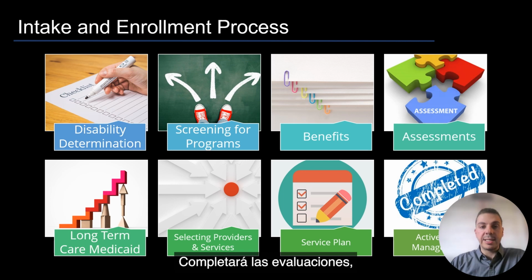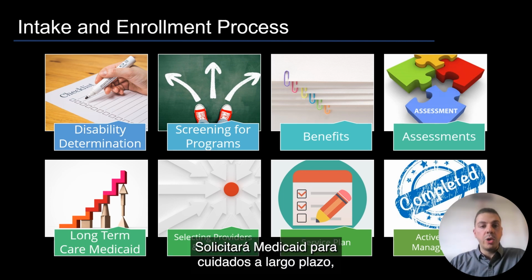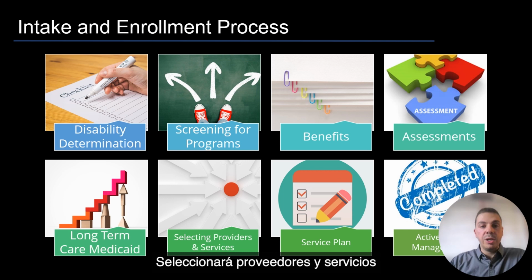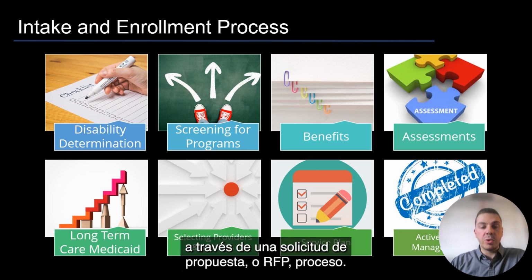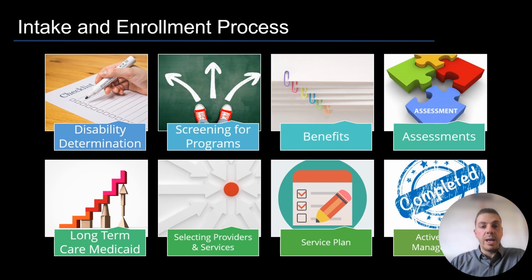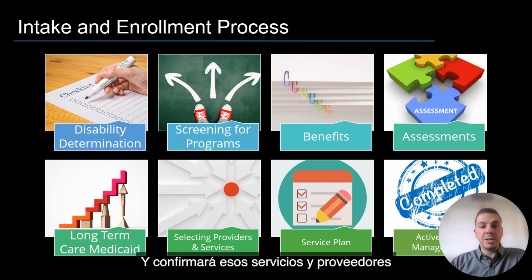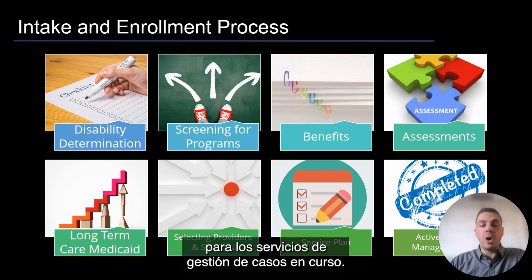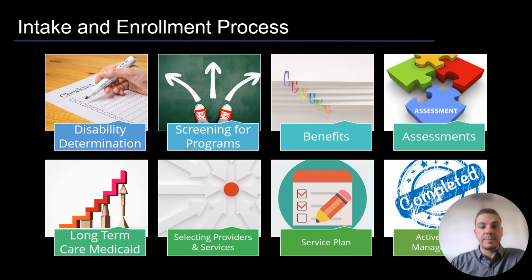You will complete assessments including the 100.2 and SIS assessments. You will apply for long-term care Medicaid, which establishes eligibility for the SLS waiver. You'll select providers and services through a request for proposal or RFP process. And you will confirm those services and providers during the service plan meeting with your enrollment case manager. After all of this is completed, you will then move on to an active case manager for ongoing case management services.